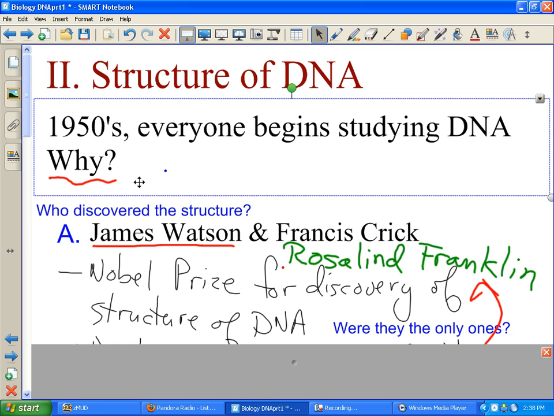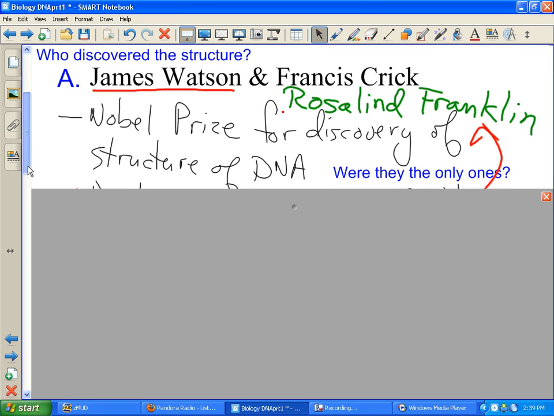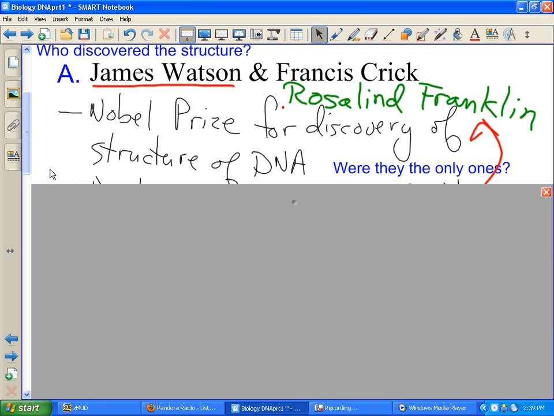Again, Watson and Crick, James Watson, Francis Crick, were given the credit for finding the discovery of DNA structure, in large part due to Rosalind Franklin's research, and that's maybe the one fault that I have with them, is that they should have given her some credit for that.